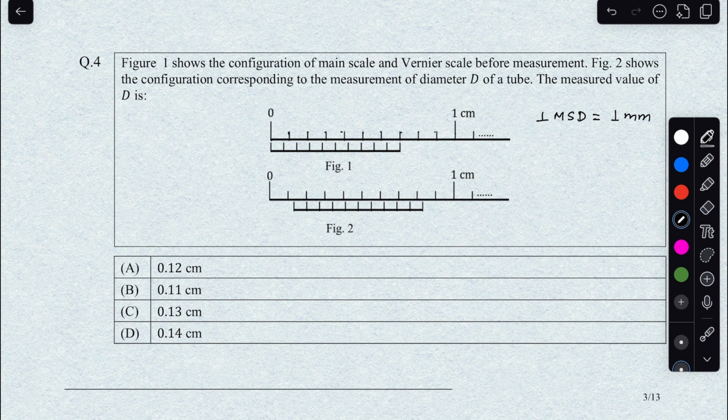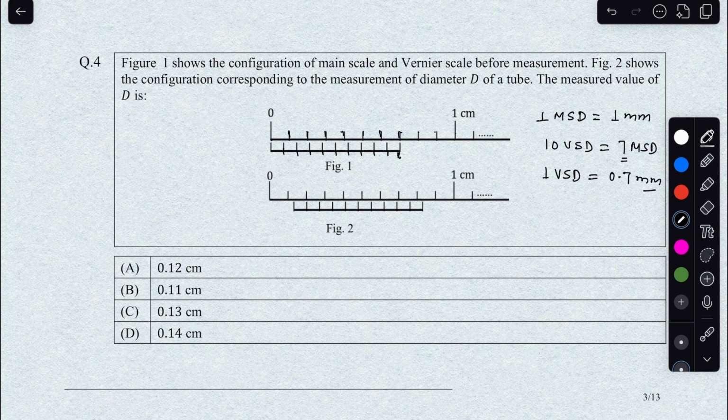Now next, how many VSD are there? 1, 2, 3, 4, 5, 6, 7, 8, 9, 10. So 10 VSD are there. 10 VSD are matching with 1, 2, 3, 4, 5, 6, 7 MSD. So 10 VSD equals 7 MSD. So from here we get 1 VSD is equal to 7 divided by 10, that is 0.7 mm.